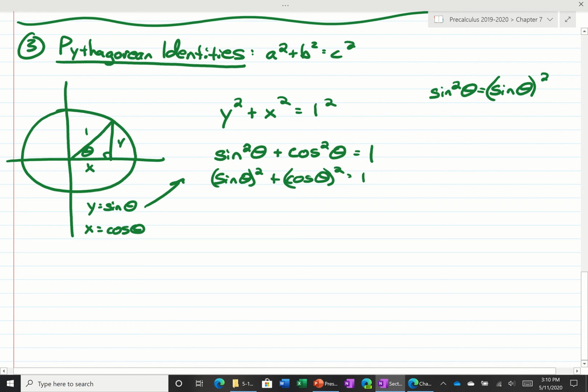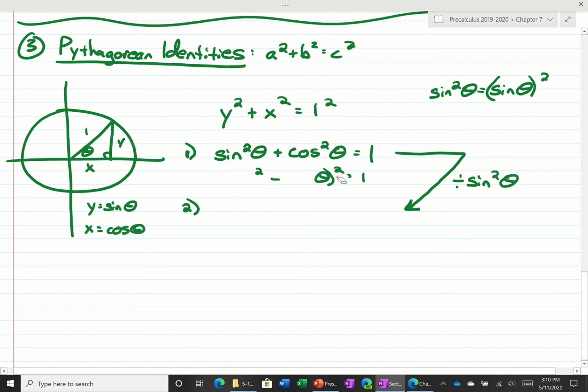All right. Now, because we have one kind of identity, there's actually 3 here. The first identity is this one. And to get our second identity, what we're going to do is take those values and divide everything by sine squared of theta. For example, sine squared of theta divided by sine squared of theta is 1.